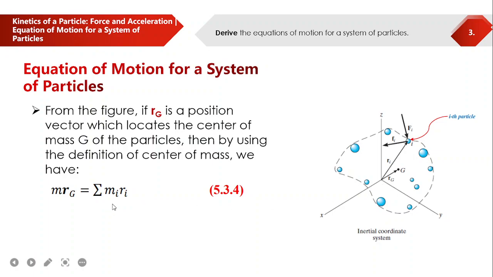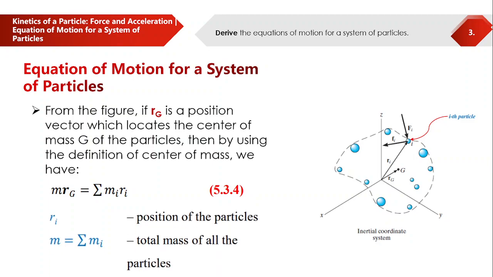Okay, so that's how you solve for the position vector of the center of mass of our system. r sub I is the position of the particles with respect to the origin, and M is equal to the summation of m sub I, the total mass of all the particles. So ganun lang pala ang pagkuha ng position vector ng center of mass natin.